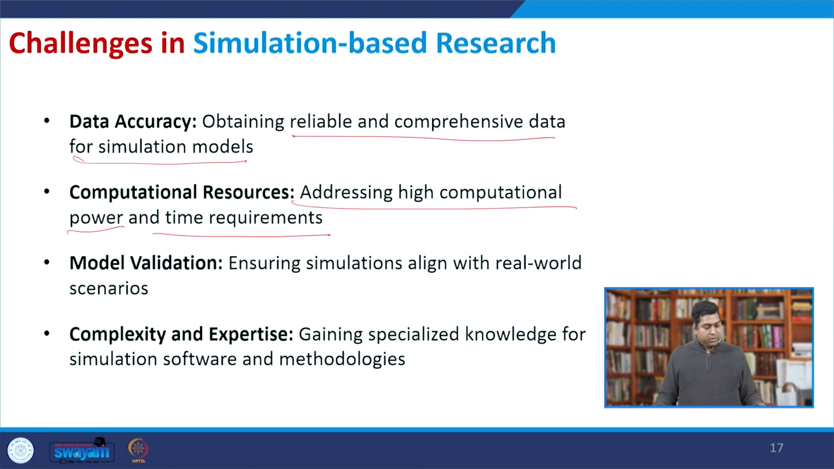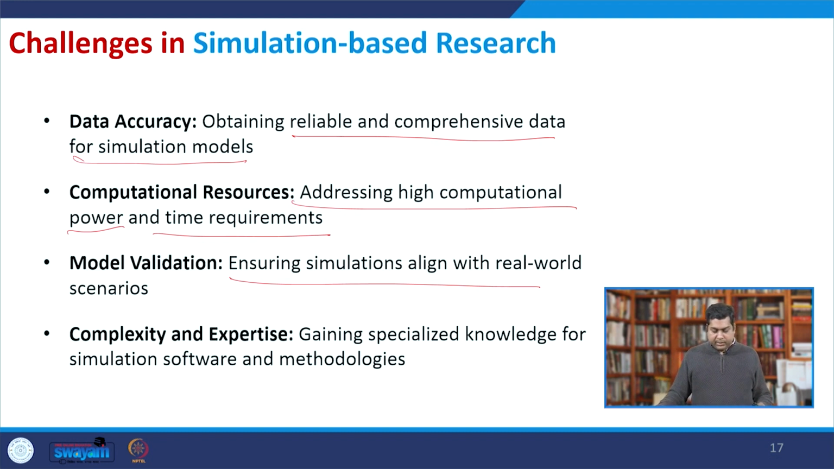So this is a question on model validation: ensuring simulation aligns with the real world scenario. So between the real world scenario and the simulated scenario, where is the match? For that you may need to test some pilot strategy, and then you need to compare. Once you validate the simulation based result, and in the real world experiment you are getting a similar output, then only you can declare that model reliable.